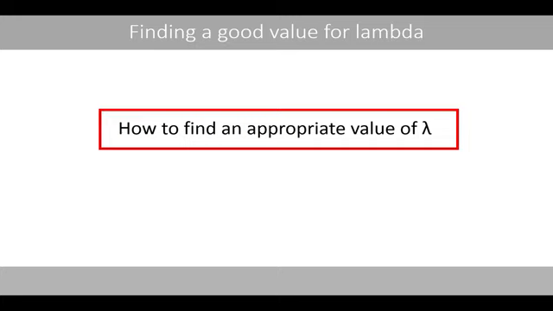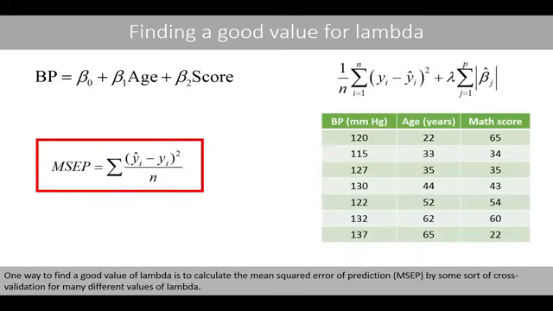We'll now discuss how to find an appropriate value of lambda. One way to find a good value of lambda is to calculate the mean squared error of prediction by some sort of cross-validation for many different values of lambda.